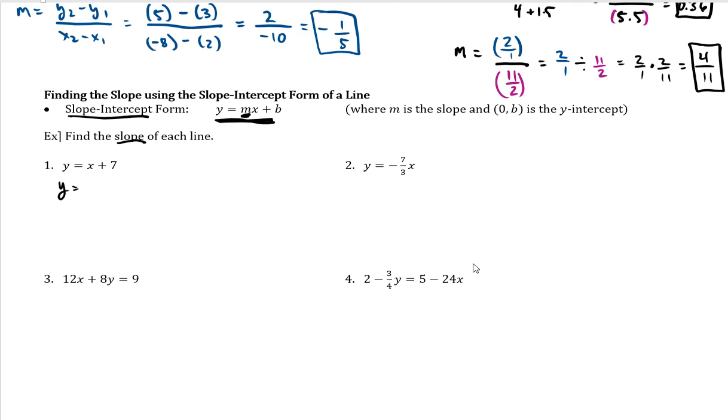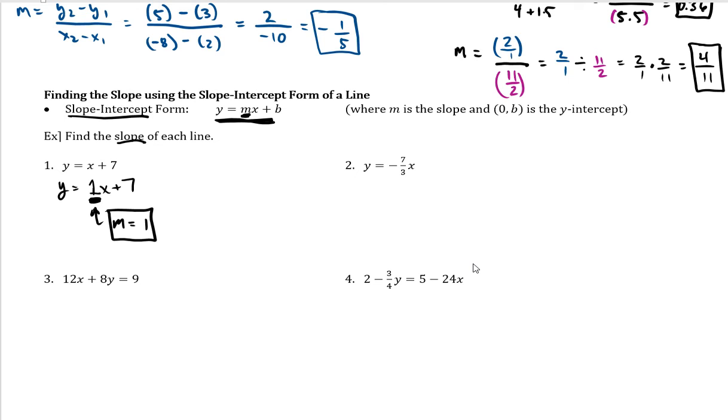Let me go ahead and rewrite it. Remember, if there's ever a blank space before the variable, it is 1 that's hanging out there with it. So it is 1x and then plus 7. And so to find the slope, all I got to do is look at that number right there. That is the slope. m is 1. Okay, so if they give it in the form of an equation, we just have to make sure it matches this form. And then from there, all we got to do is just state whatever number is attached to the x.